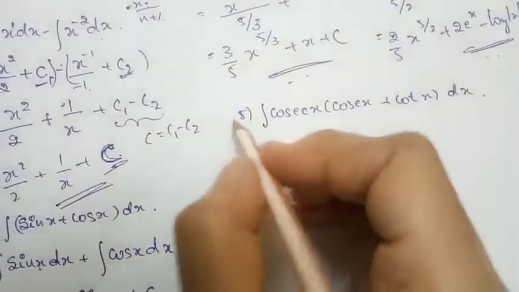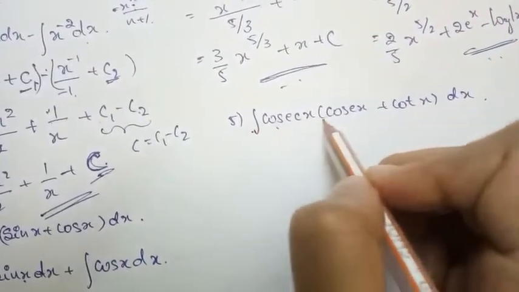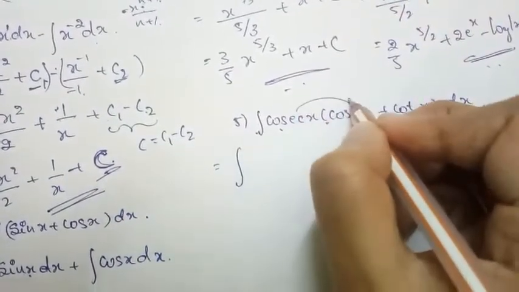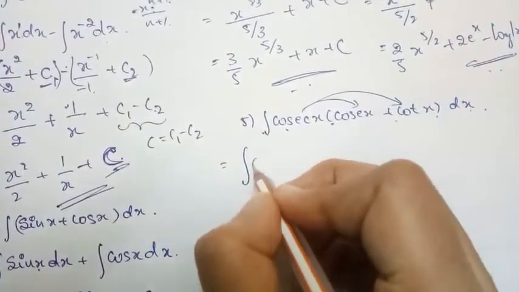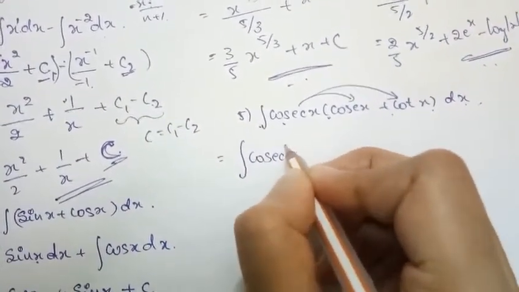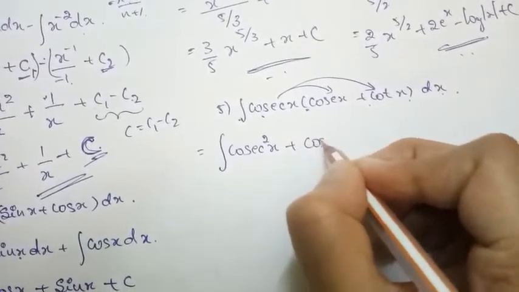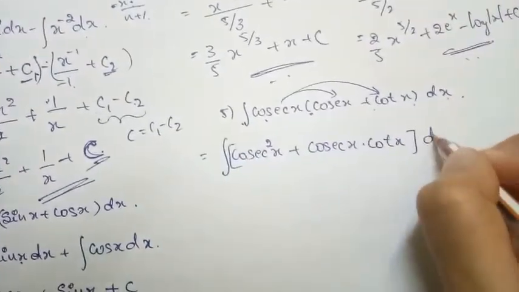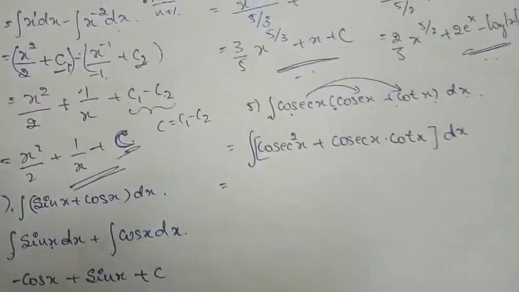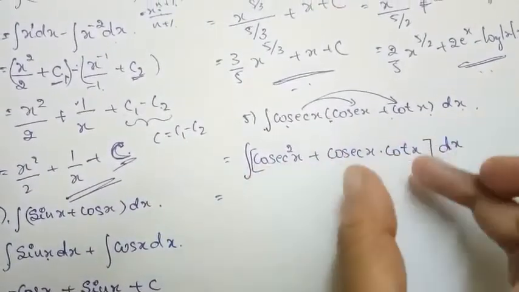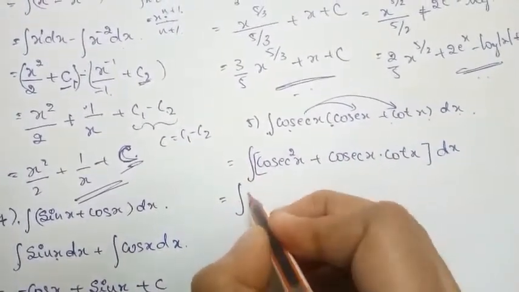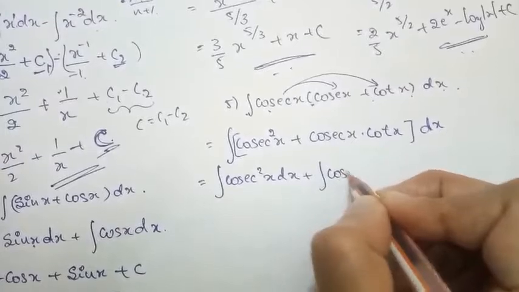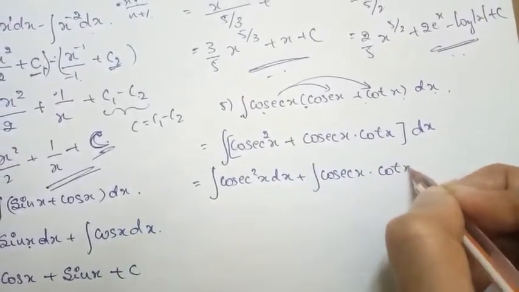Similarly we have another question: integration of cosecant x into cosecant x plus cot x dx. First I am multiplying this cosecant x to both the terms. It becomes cosecant square x plus cosecant x into cot x, enclosed within the bracket, dx. Now by algebra, the integration is split to each of the terms, so it becomes integration of cosecant square x dx plus integration of cosecant x into cot x dx.